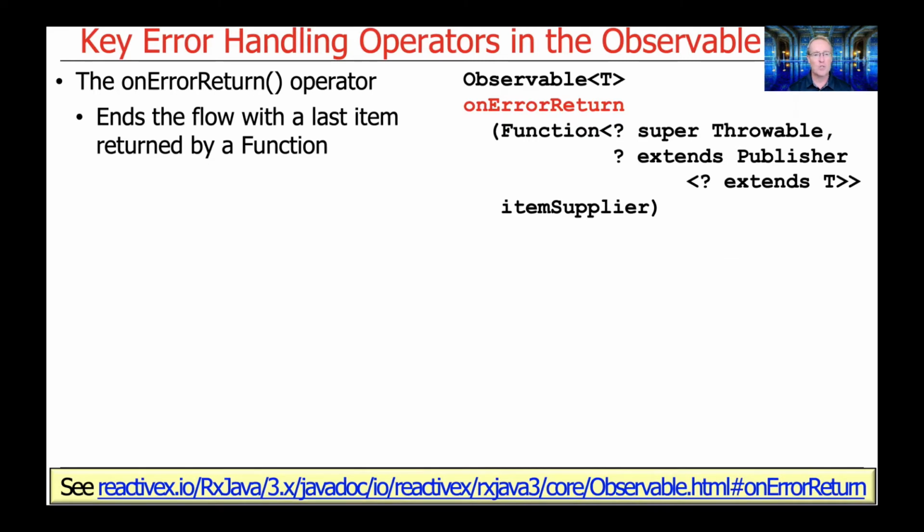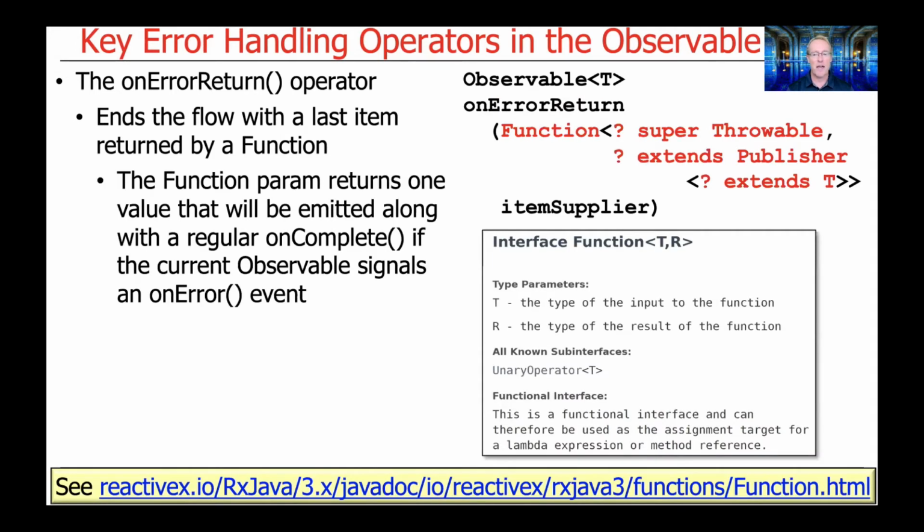OnErrorReturn can be used to end the flow with a last item that's returned by a function. This function is passed as a parameter, and it will return a value that will be emitted along with a regular onComplete signal if the current observable signals an onError event, indicating that some error or exception has occurred.